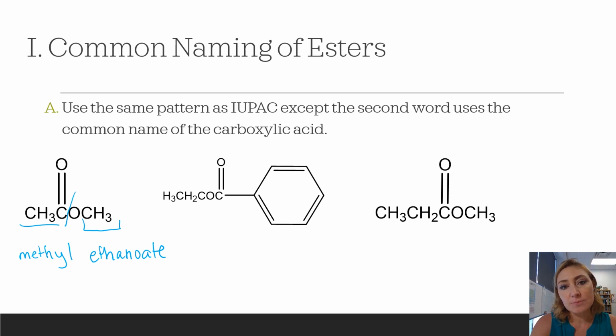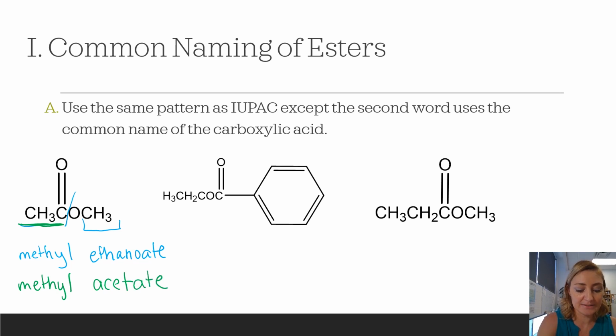So I'm going to follow the same rules for the common naming. I'm still going to separate the alcohol side, the single oxygen side, from my carboxyl side, and I still name that as a methyl group. This time though, I'm going to use the common name for this carboxylic acid, and I'm going to add the ending ATE. So this would be acetic acid. I'm going to remove the ic acid, and I'm going to add ATE. So this is now methyl acetate for the common name.